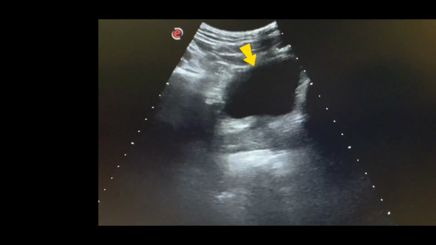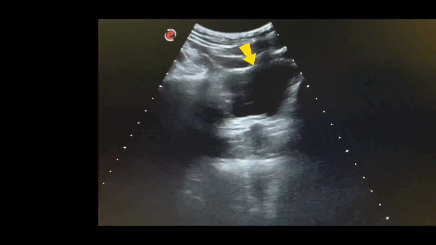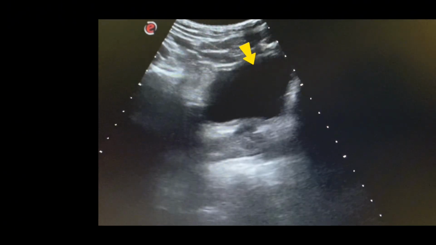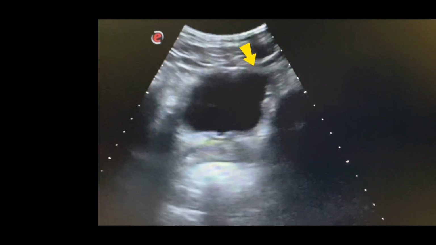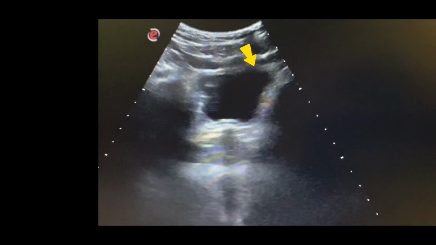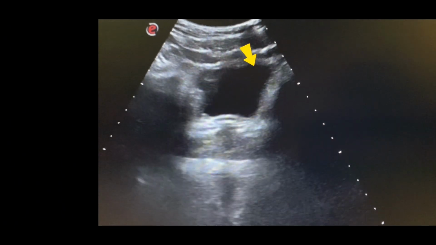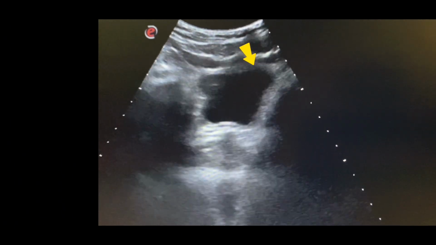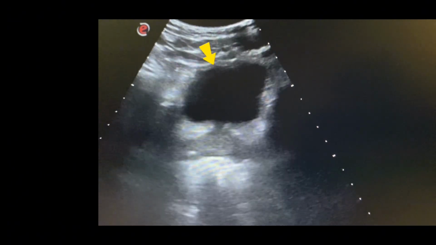Now we also scan the urinary bladder, which is partially filled and containing anechoic fluid. The walls of urinary bladder appear to be normal. No debris seen, no calculus seen.